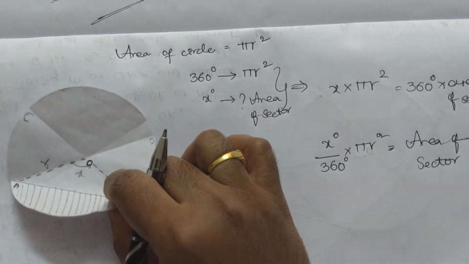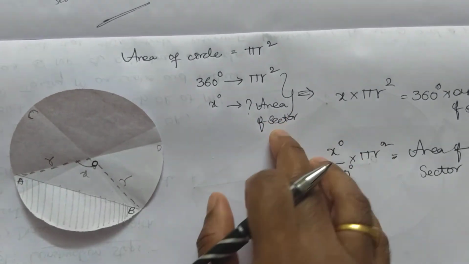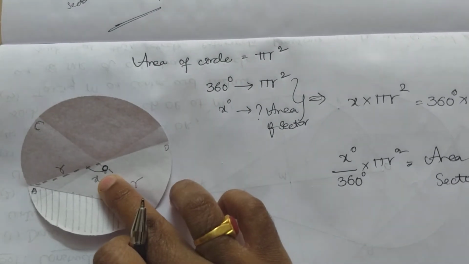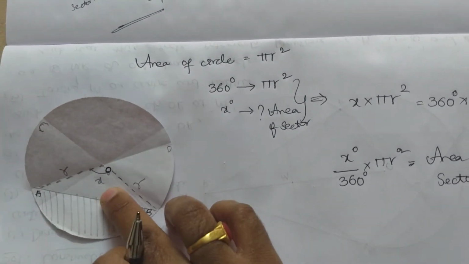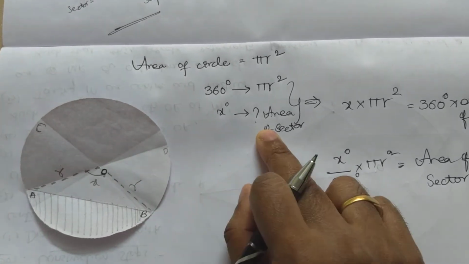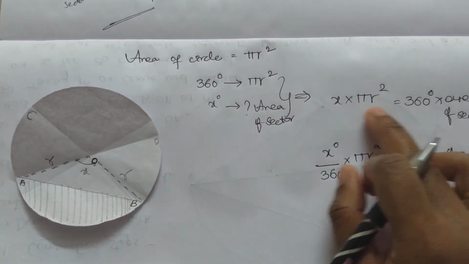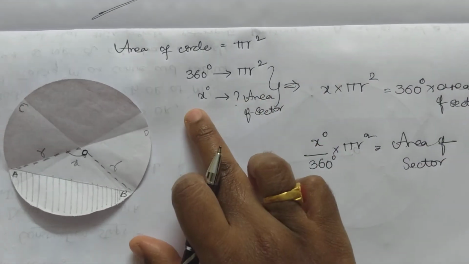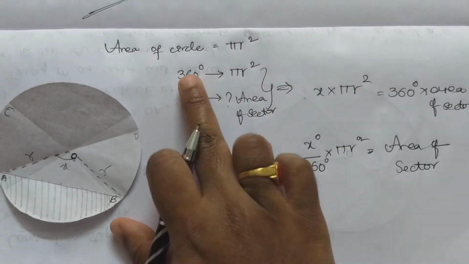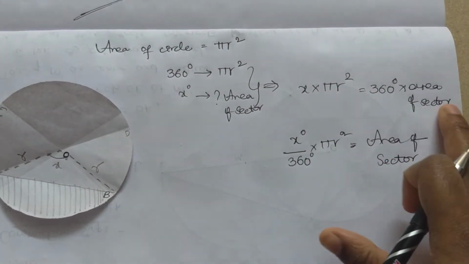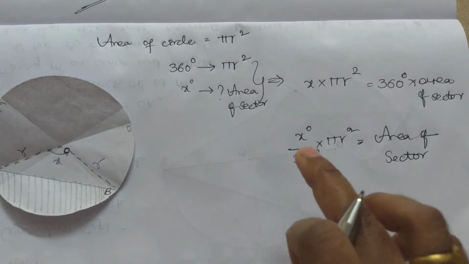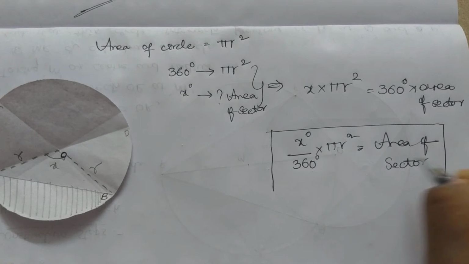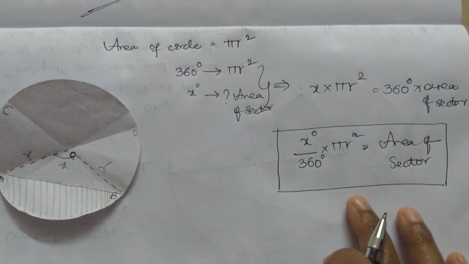So to find out the area of sector formula, what did I do? For 360 degrees, it is pi r square. I want only for x degrees. Since the angle formed at the sector is x, we have assumed it. So what is the area of sector? It is nothing but, I just did the cross multiplication, nothing apart from that. Okay. So x into pi r square equals 360 into area of sector. Therefore, area of sector is nothing but x by 360 into pi r square. This is clear, right? So this is the area of sector.